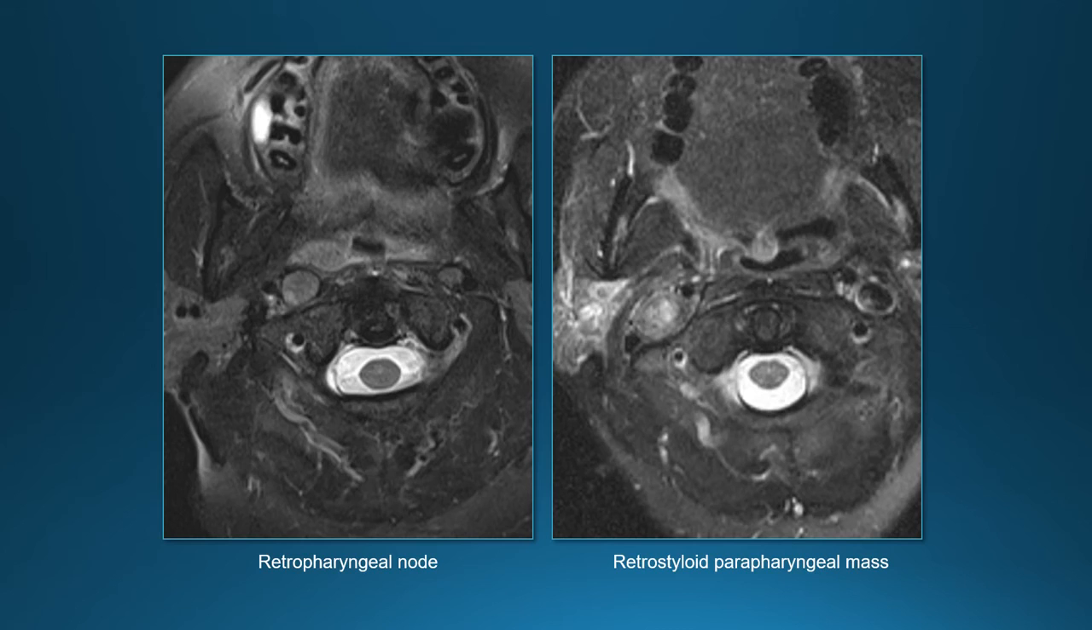All right, so we need to be able to distinguish a retropharyngeal lymph node from a retrostyloid parapharyngeal mass. So the way we do it, remember the retropharyngeal lymph node is between the longus colli muscle and the internal carotid artery. So the internal carotid artery is lateral to the retropharyngeal lymph node, whereas in this patient with a retrostyloid parapharyngeal mass, the internal carotid is medial to it. So internal carotid here, longus colli muscle here. So that's how we distinguish the retropharyngeal lymph node from the retrostyloid parapharyngeal mass.